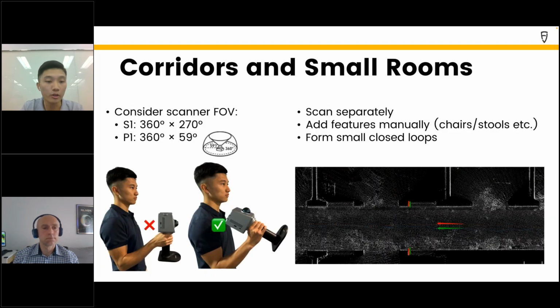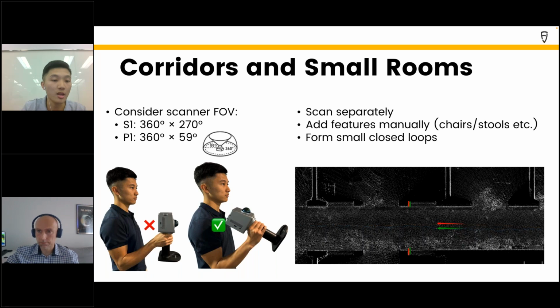So moving on to corridors and narrow spaces, there are some tips that you would like to know and make sure you follow during your scanning process. The general recommendation is to identify this kind of area beforehand, before you do the scanning, and scan them separately from your main scan. Just in case it is hard to get loop closure or any scanning errors occur in these corridors or small rooms, you can avoid damaging your original main scanning area.